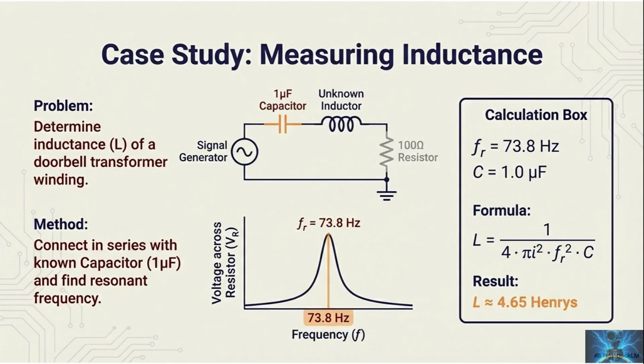Here is a practical trick. Measure an unknown inductance using resonance. Connect the unknown inductor in series with a known capacitor. Sweep frequency with a signal generator until the circuit hits resonance. Once you know resonant frequency and capacitance, you can calculate inductance. Example numbers. Resonant frequency around 73.8 Hz with a 1.0 microfarad capacitor. That works out to an inductance of about 4.65 Henries.